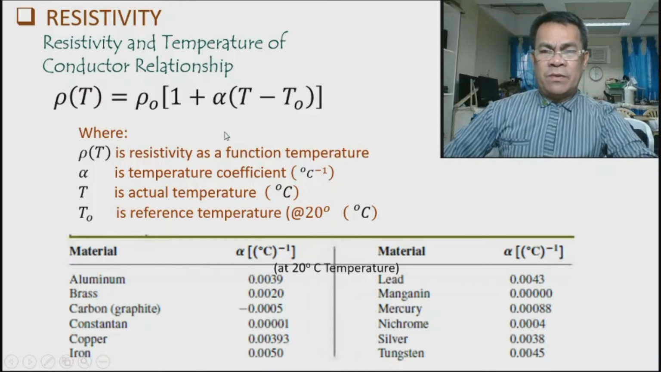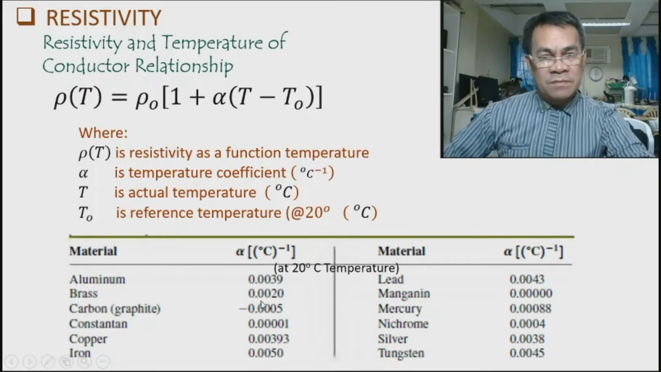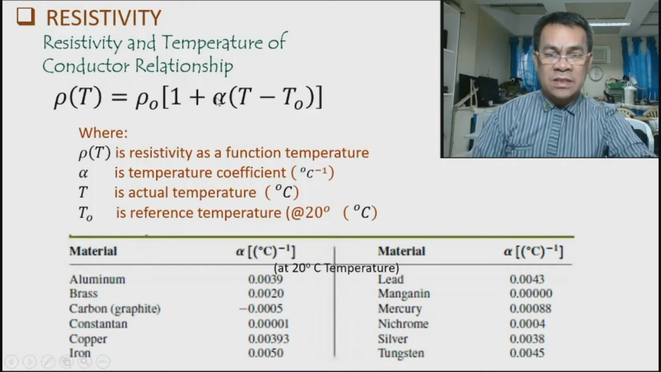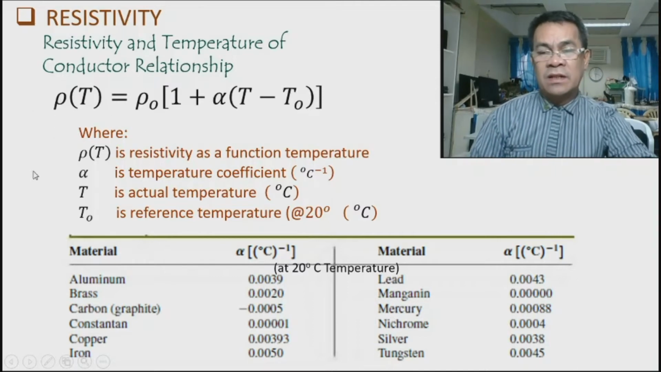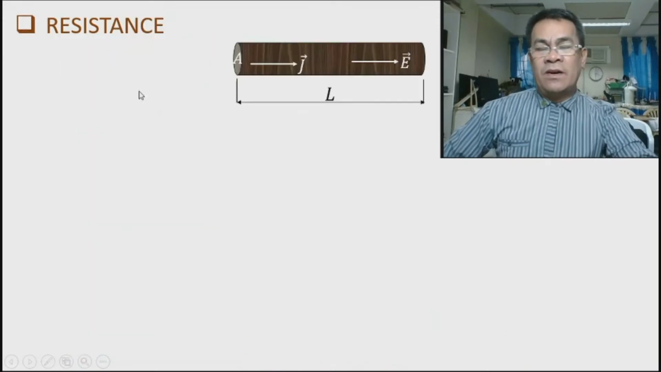So, for example, you are asked, how much is the resistivity of copper at 50 degrees Celsius? What will be your answer? All you need to do is, again, obtain the resistivity from the table at 20 degrees Celsius. Then this is the temperature coefficient, and this is our target temperature minus 20. So you can always solve for the resistivity. So memorize this formula.